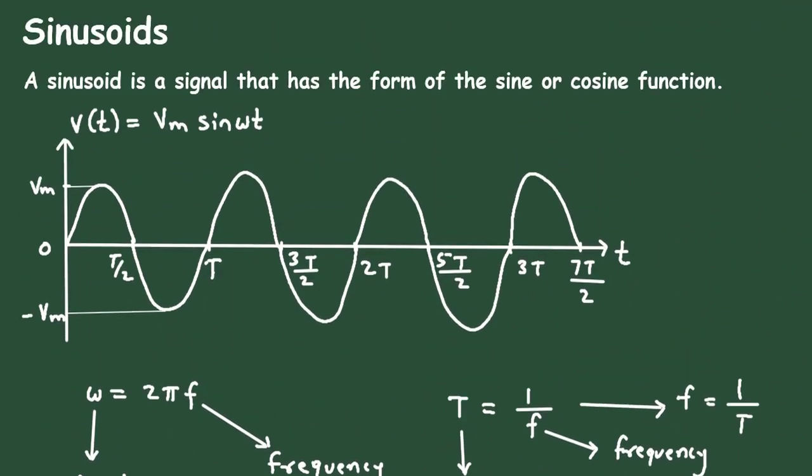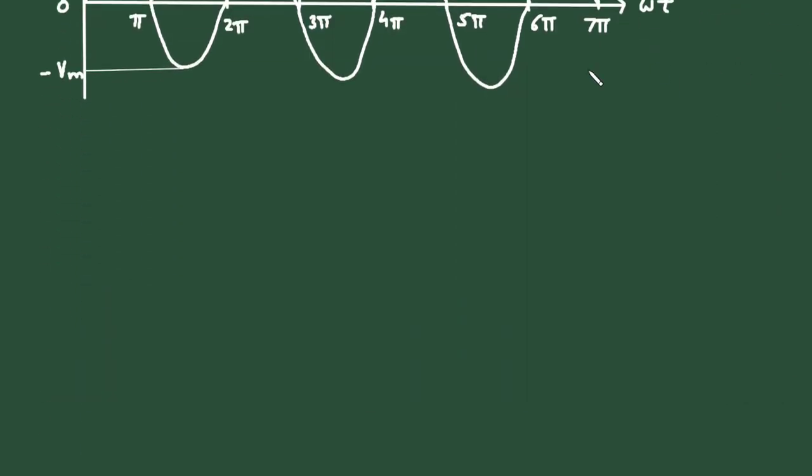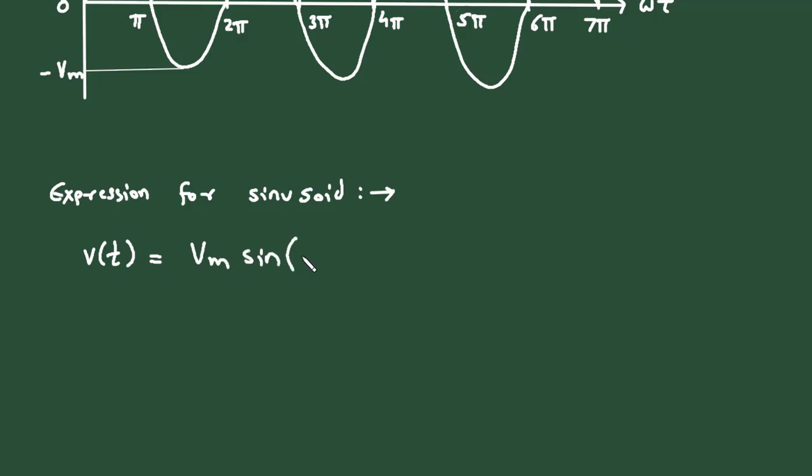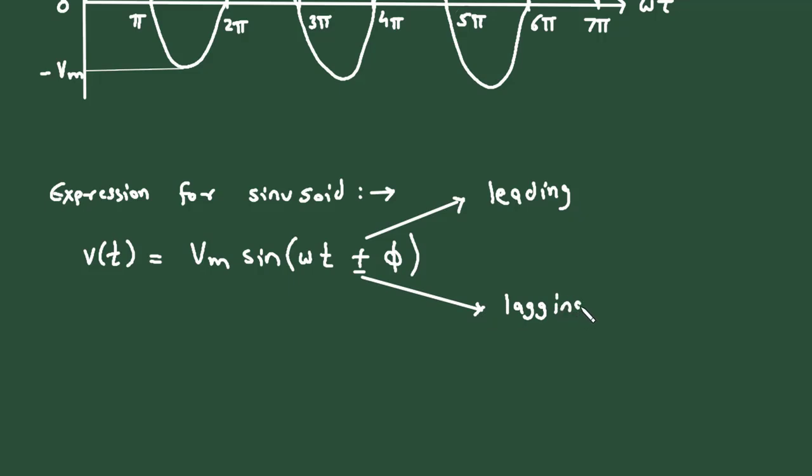Now next, let's see the generalized expression for sinusoids. The generalized expression for a sinusoid is V of t is equal to Vm sin(omega t plus or minus phi). This positive sign represents that it is leading, and this negative sign represents that it is lagging, and this phi is the phase shift. It is called phase shift.